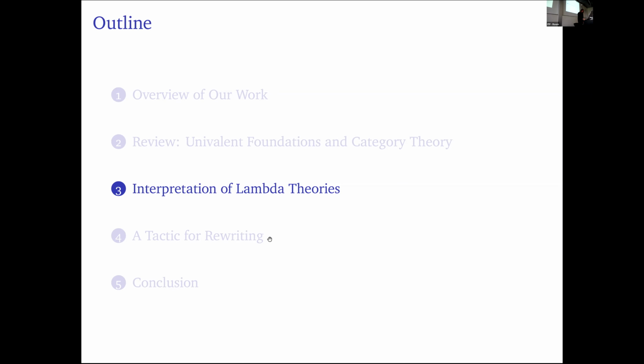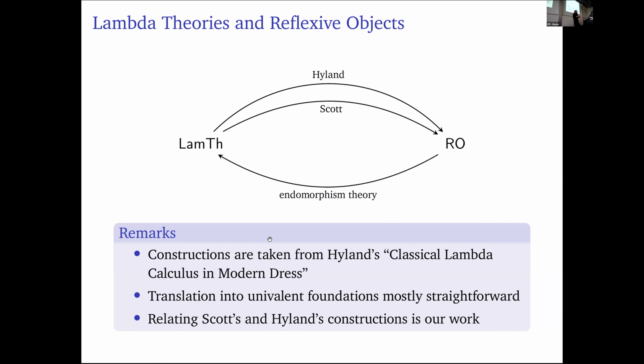Now I come to the topic of lambda theories and Scott's representation theorem. So this is the picture that I would like to explain. We have lambda theories, which I have not defined yet, on the one hand, and the collection of categories with a reflexive object on the other side of this picture. And then we have a function called endomorphism theory that produces a theory from a reflexive object. And we have two functions in the other direction, one constructed by Hyland and one by Scott.